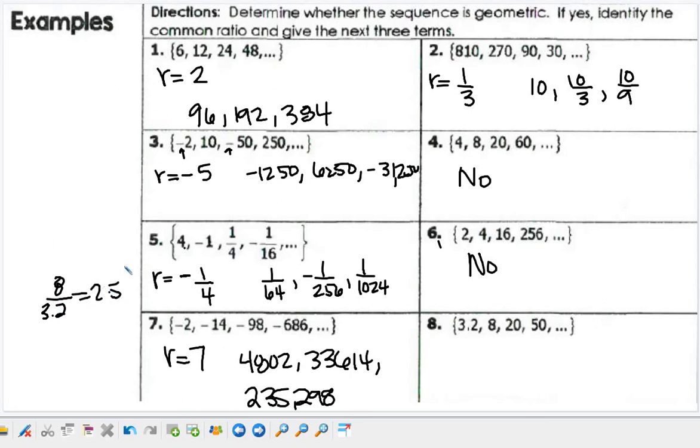Now, if you're not sure, you might want to check the next one. So 8 times 2.5 is 20, 20 times 2.5 is 50. So it does complete the pattern. Don't just rely on the first one. So this is yes, and my common ratio is 2.5. So then 50 times 2.5 is 125. 125 times 2.5 is 312.5. And then 312.5 times 2.5 is 781.25.